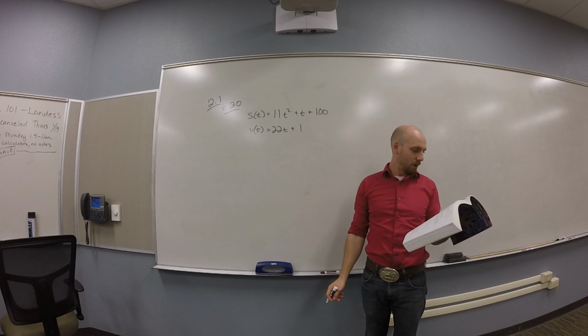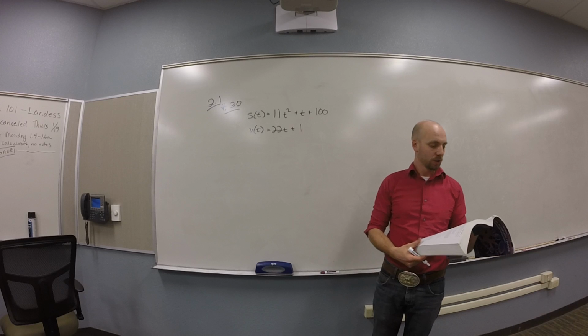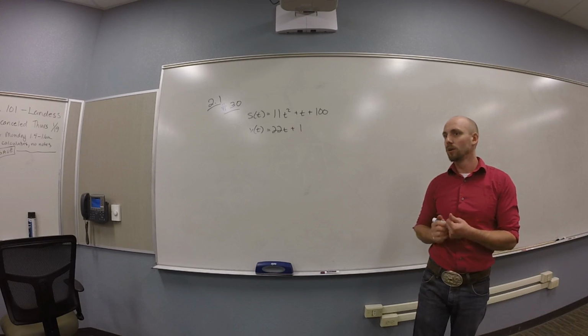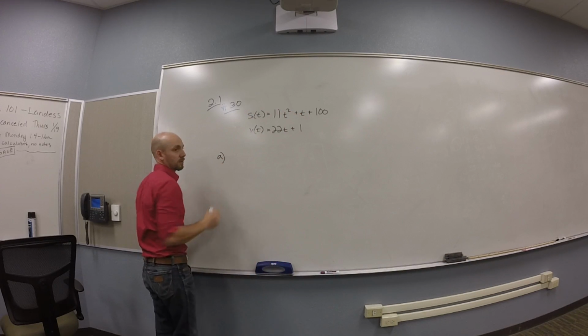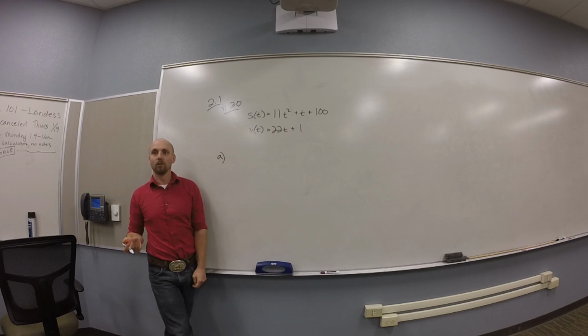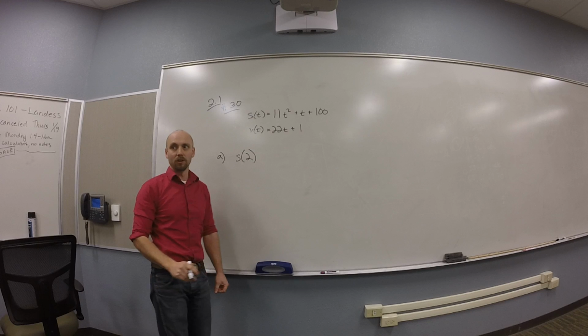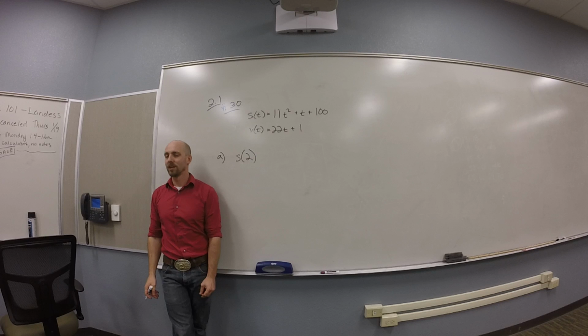So first, they want me to use function notation to express the car's position after 2 hours. Where is it? Is 2 hours a time thing or a position thing? It's a time thing. Which function do I want to plug that into? S of t, right? Because I'm asking a position question, not a velocity question. So S of 2 is the answer to part A.